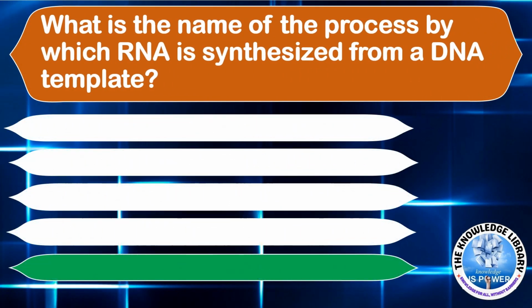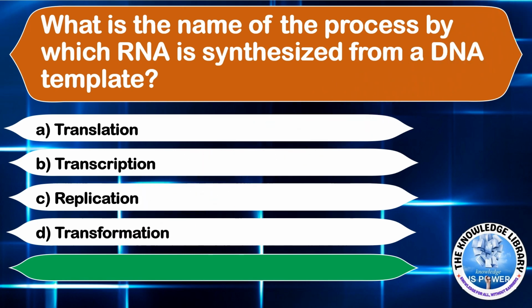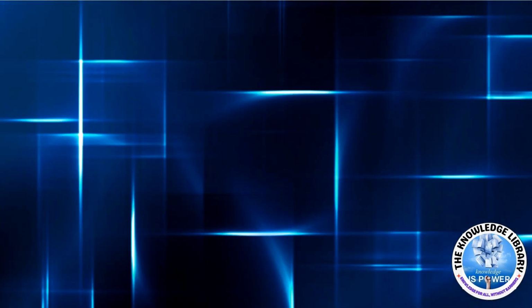The next question is, what is the name of the process by which RNA is synthesized from a DNA template? Option A, translation. Option B, transcription. Option C, replication. Option D, transformation. The correct answer is option B, transcription.